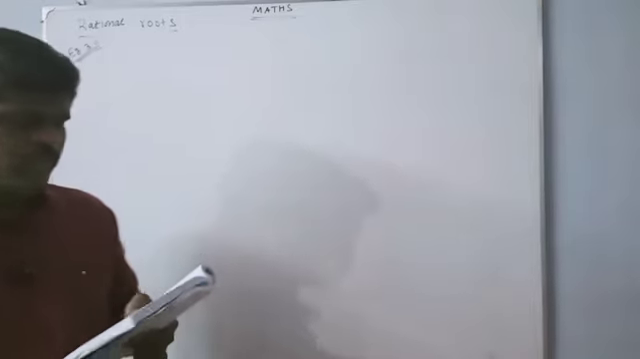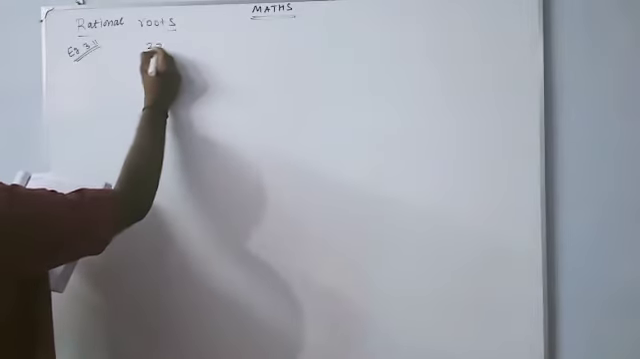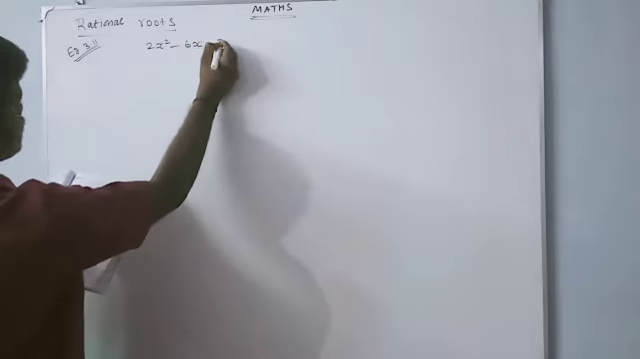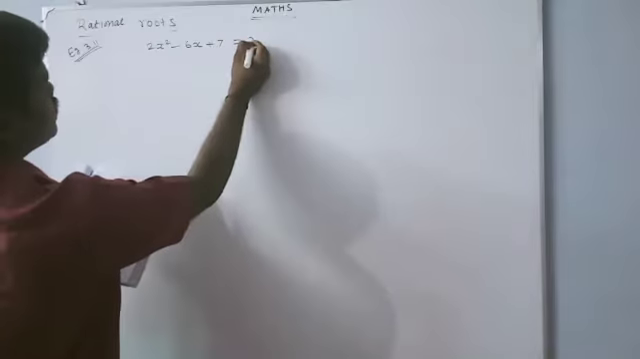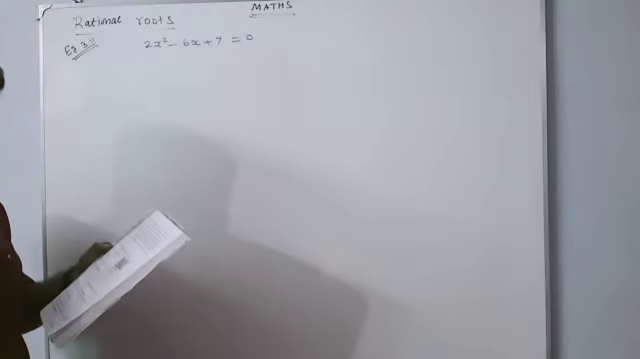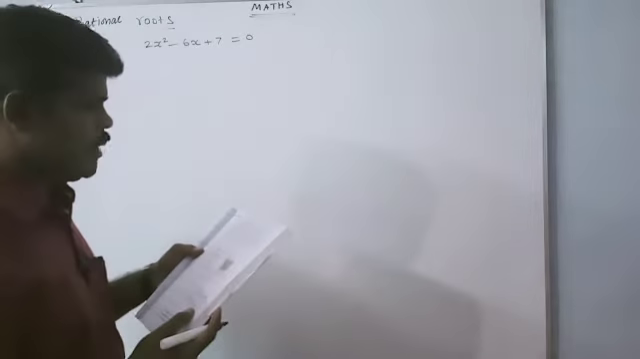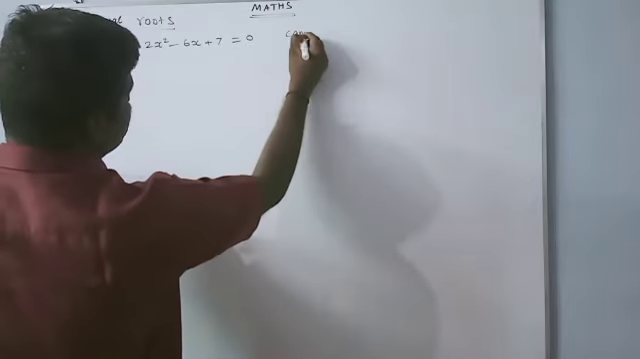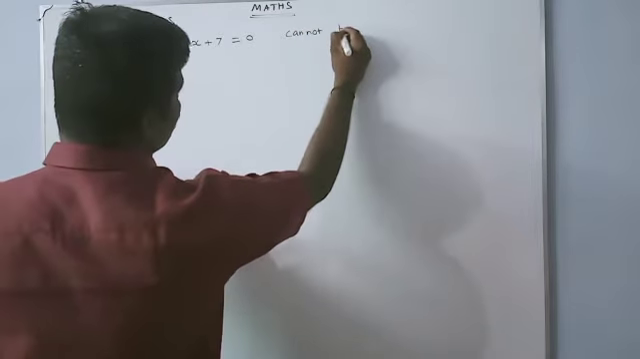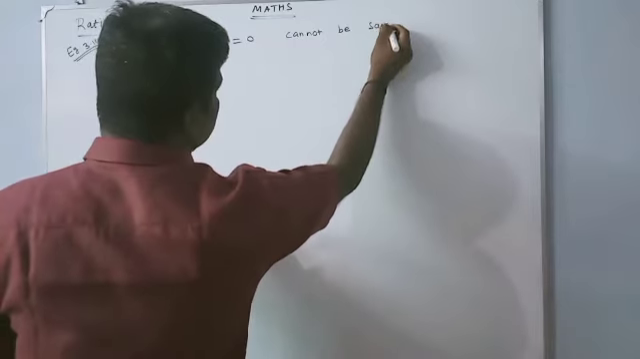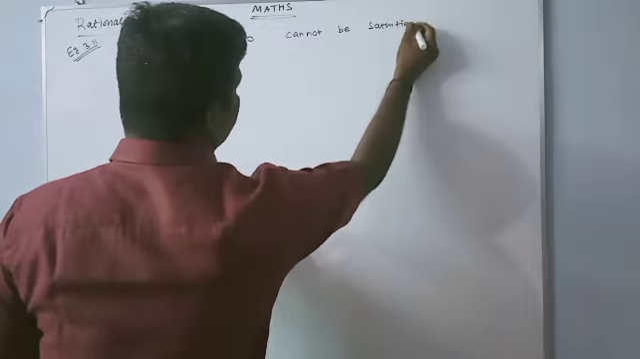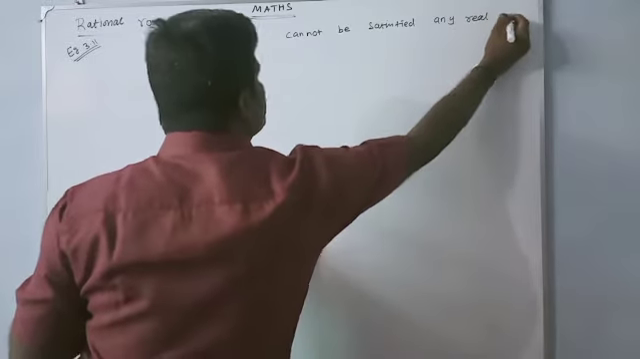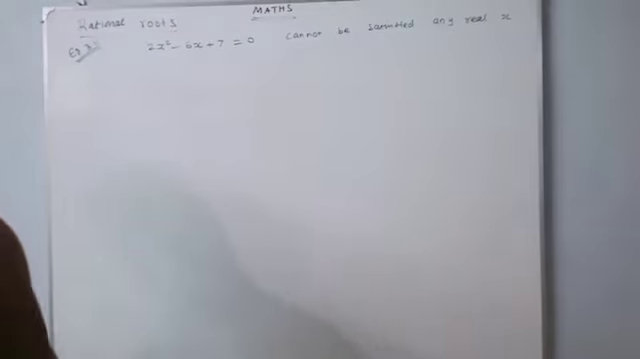Show that the equation 2x squared minus 6x plus 7 equal to 0 cannot be satisfied by any real value of x.